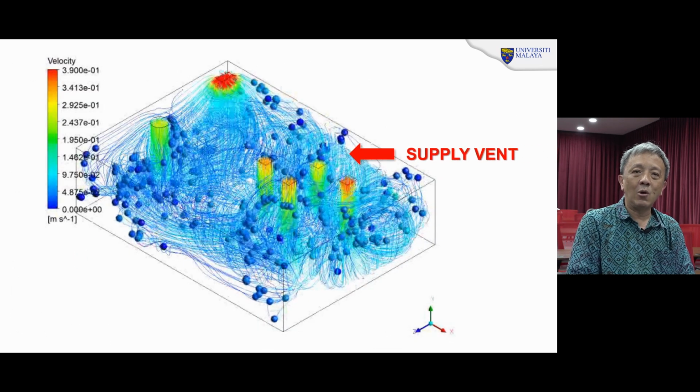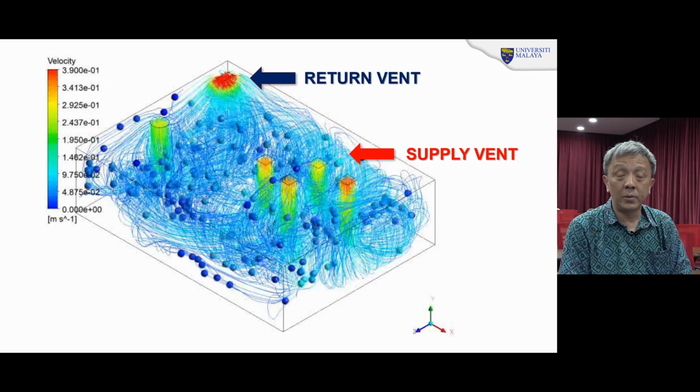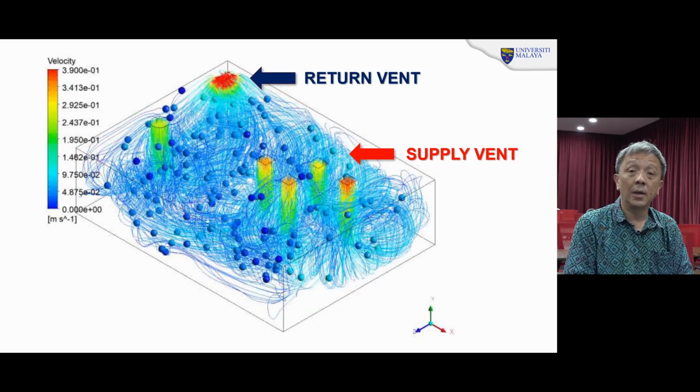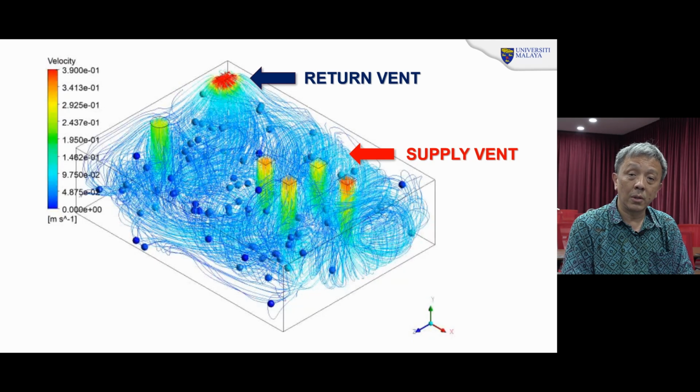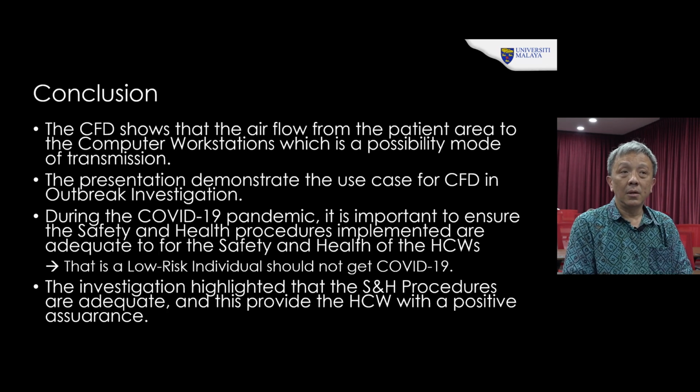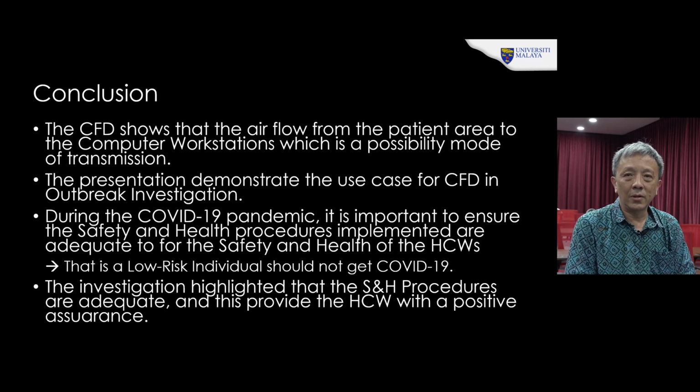If you observe how the air flows, the small blue bubbles, you will see that the air is flowing from the patient area towards the computer workstation. That's how we concluded that the outbreak, where 4 healthcare workers were infected by COVID-19, is due to air circulation. The CFD shows that the air flows from the patient area to the computer workstation, which is a possible mode of transmission. The presentation demonstrates the use case of CFD, computational fluid dynamics, in an outbreak investigation.